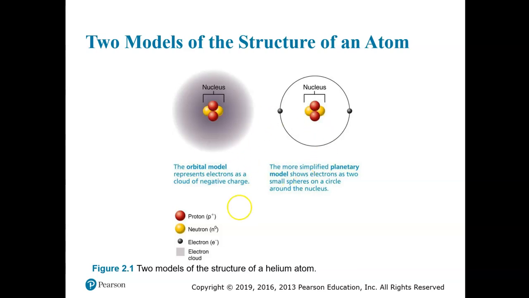We're looking here at a picture of 2 different models. I think for our purposes, the planetary model is more useful. It shows that there are 2 protons, shown here in red, in the nucleus of this particular atom, there are 2 neutrons in the nucleus, and then there are 2 electrons in the first electron shell. This is the model of a helium atom, and we know that because helium has an atomic number of 2. The atomic number is always the number of protons in the atom.